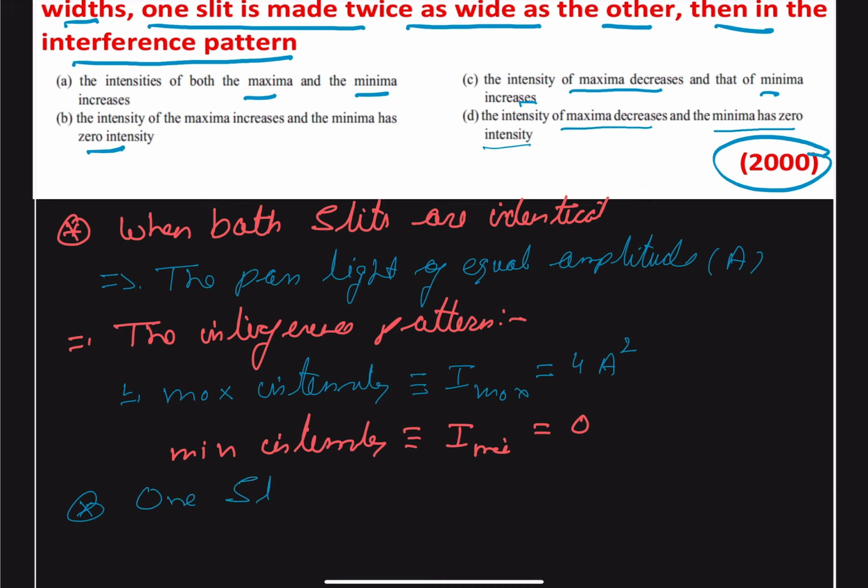One slit is twice as wide as the other. So we assume that the amplitude for the narrower slit is A, then the amplitude of the wider slit will be twice, because its width is twice.